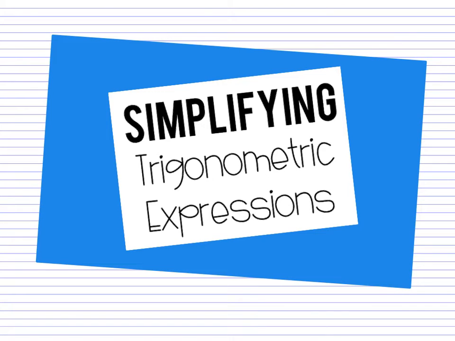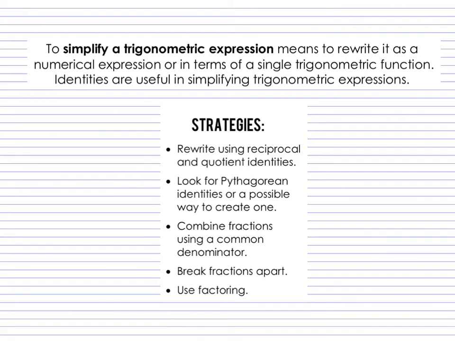Hi everybody, in this video we're going to be talking about simplifying given trigonometric expressions. So before we actually try simplifying trig expressions, let's talk about what that means. The definition of to simplify a trigonometric expression means to rewrite it as a numerical expression or in terms of a single trigonometric function. Identities are useful in simplifying trigonometric expressions.